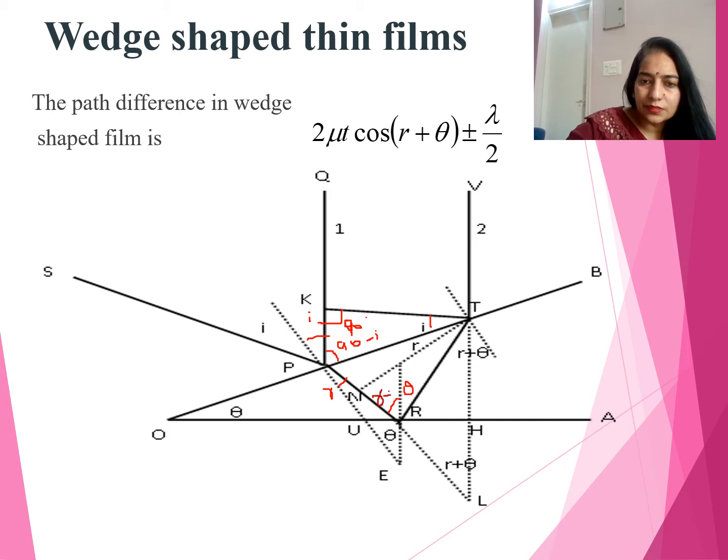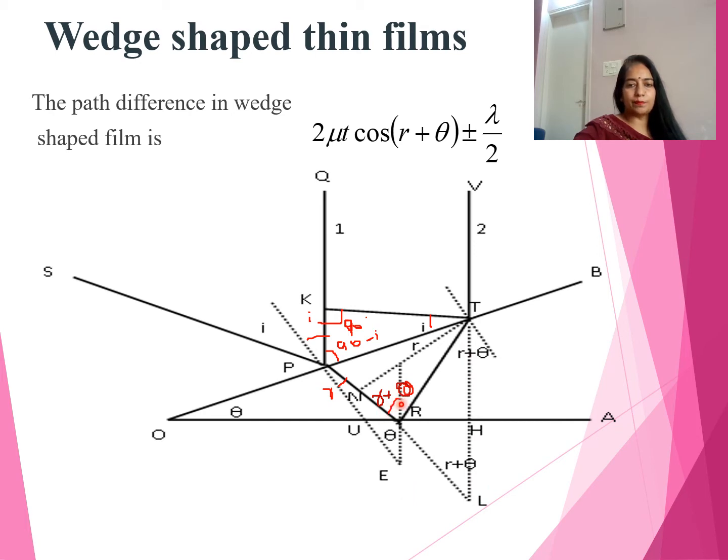If this is R plus theta, then this angle is also R plus theta. How? Incident angle is equal to reflected angle. This angle is also R plus theta. If this is R plus theta, this is R plus theta, then this angle is also R plus theta, because these two are parallel to each other.